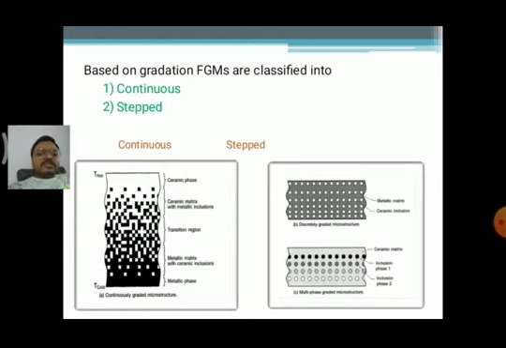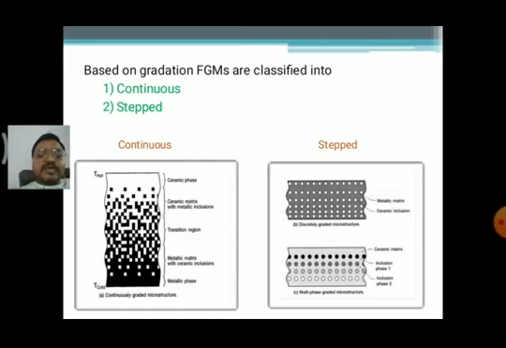Next, based on the gradation, functionally graded materials are divided into two types. The first one is the continuous one and the second one is the stepped one, stepped gradation or continuous gradation. Going to the first one, continuous gradation FGM, we have seen two phases. We already saw the picture in the earlier stage of the lecture.